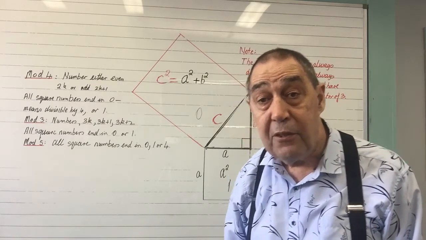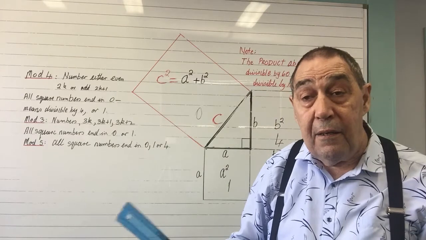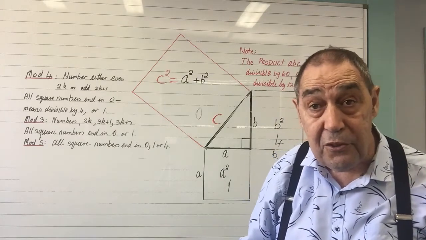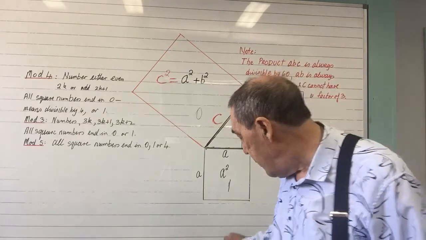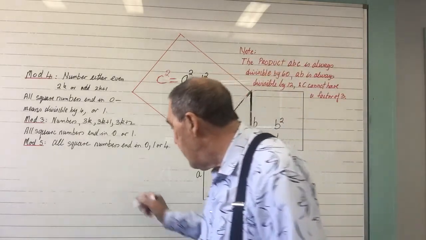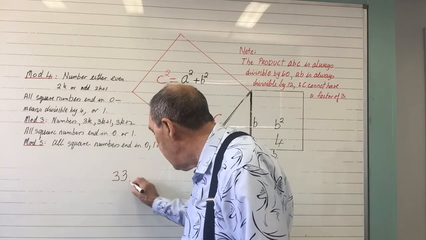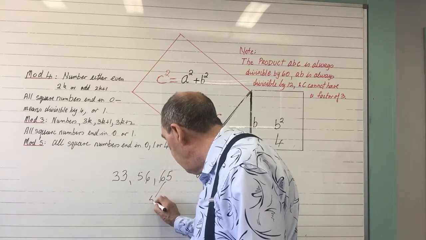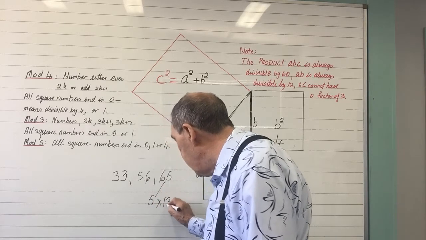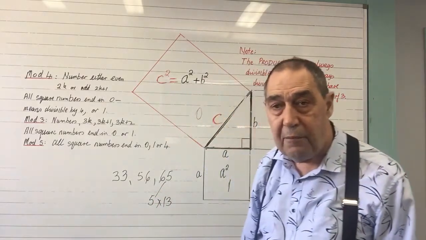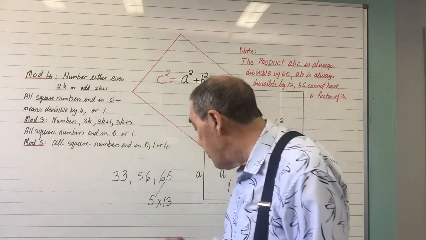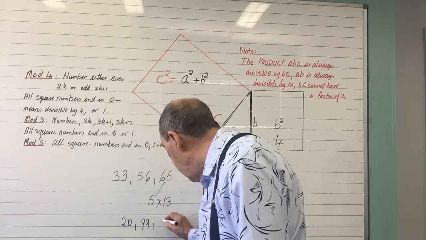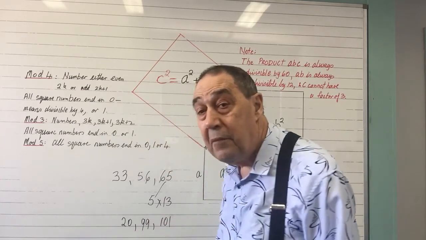So if we have the triangle 33, 56, 65, which is a Pythagorean triad, I'll write those on the board so you can keep them in your mind: 33, 56, 65, which is 5 times 13, which is 5 times a prime number. Or if we have a look at 20, 99, 101, that's a prime number.